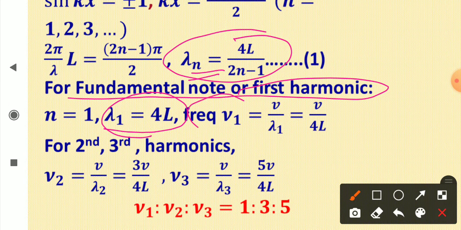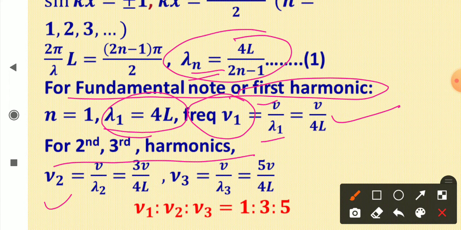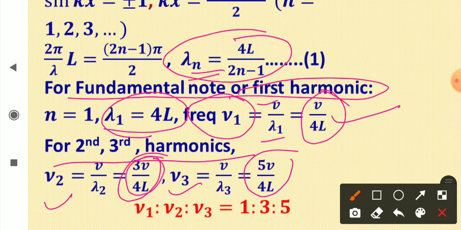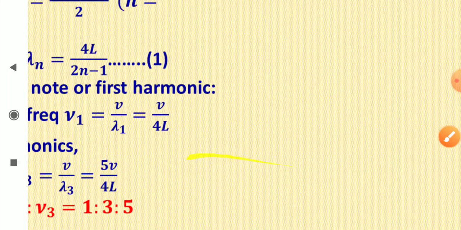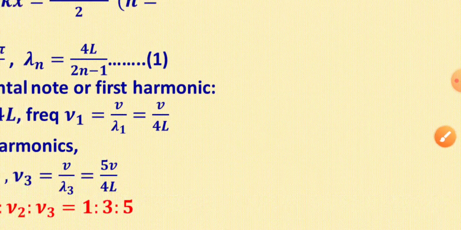Or first possible frequency is velocity upon wavelength, v upon 4L. For second and third harmonic, second frequency nu2 is 3v upon 4L, nu3 is 5v upon 4L. और अगर आप इसका रेशो लेंगे तो this is v upon 4L, 3v upon 4L, 5v upon 4L. So the ratio is 1:3:5. तो यहाँ पर हार्मोनिक्स का रेशो 1:3:5 होता है.